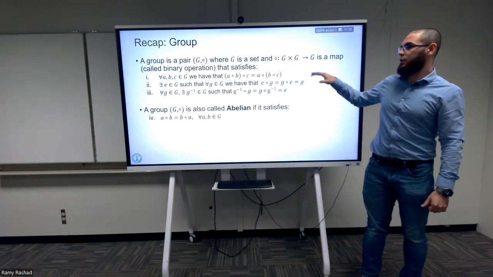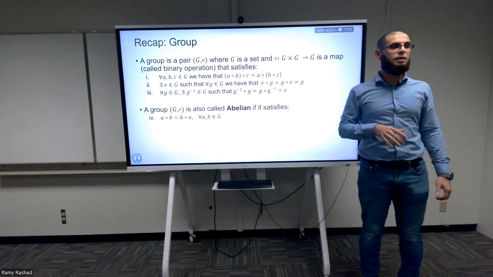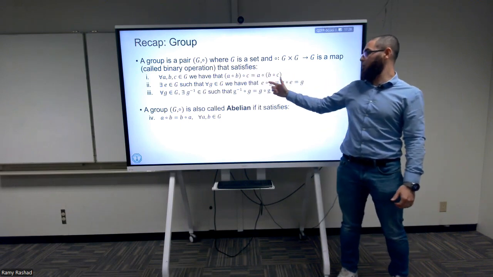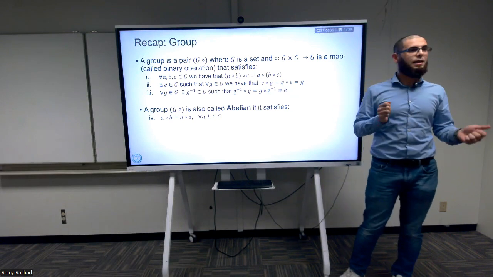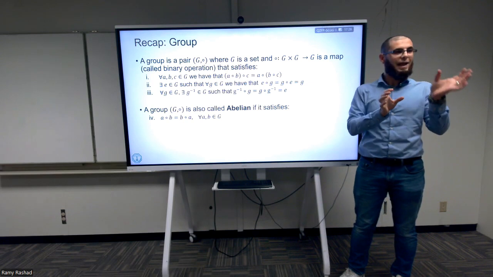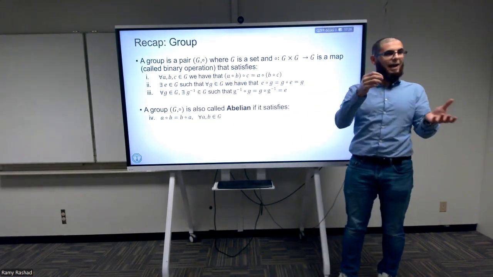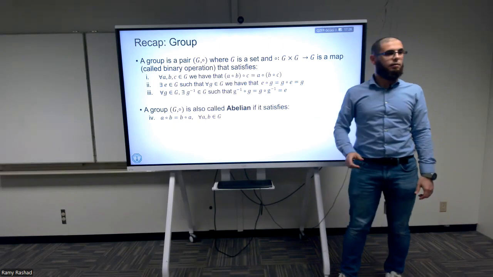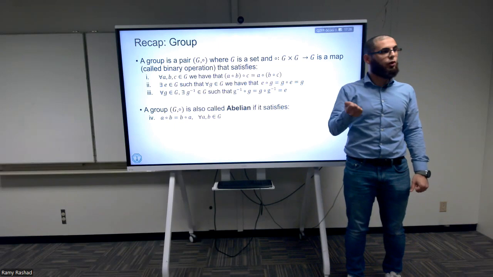And this binary operation, or this map, satisfied some conditions. The first one is that it was associative. The second one, that there exists an identity element. And the third one, that there exists an inverse element, such that when we operate between any element G and this inverse element that's related to G, we always get the identity, okay?